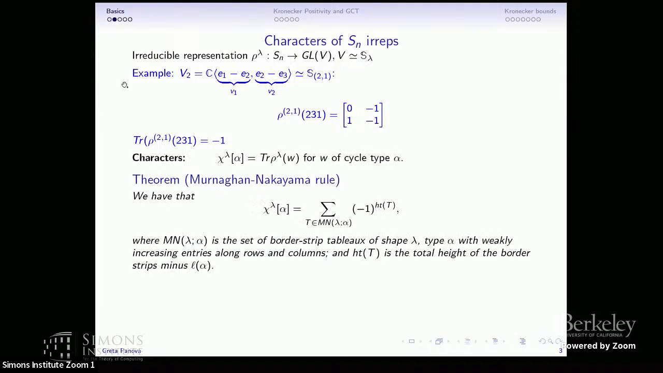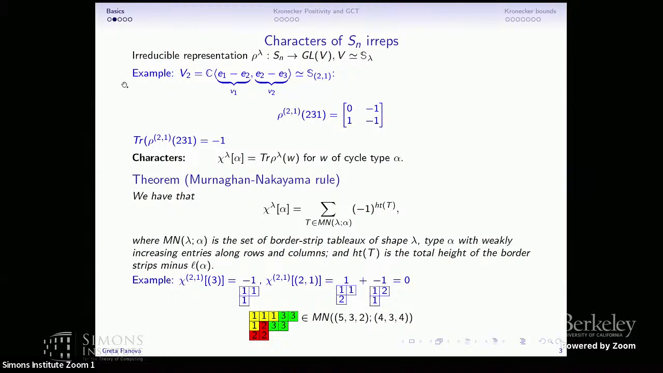So this is the character chi of the irreducible representation indexed by lambda, evaluated at the conjugacy class alpha. Conjugacy classes in the symmetric group are given by the cycle type decomposition of the permutation. They can be computed with a combinatorial rule, which is, however, from the complexity point of view, as horrible as you want, because this is an alternating sum over Murnaghan-Nakayama tableaux, which I'll give you an example of in a moment. It is (-1) to the height of the tableau. So we have no idea actually how many terms here cancel and so on.